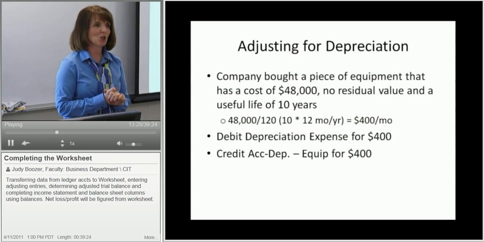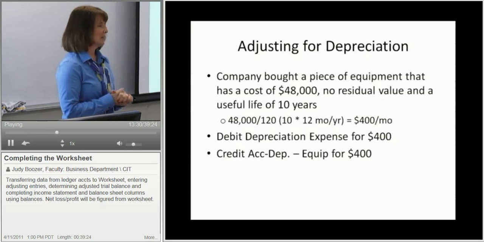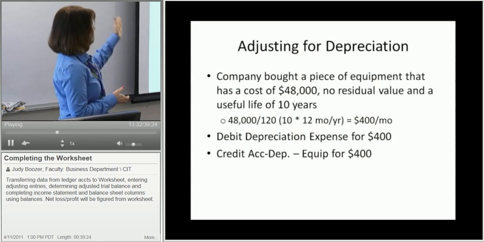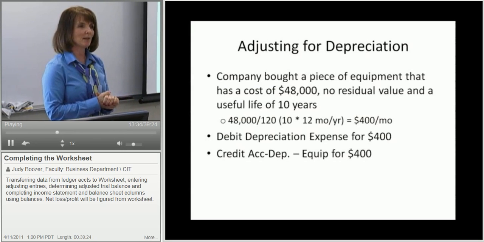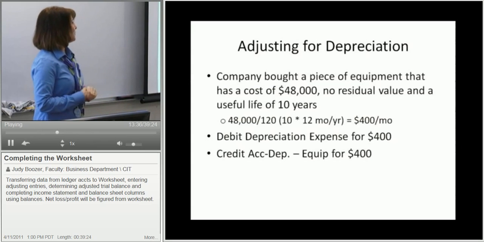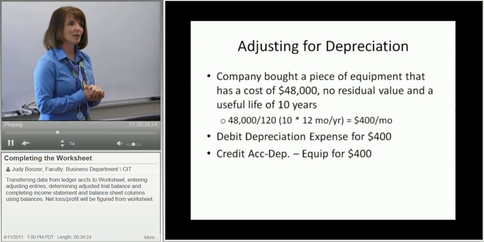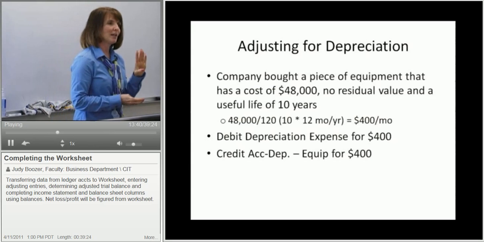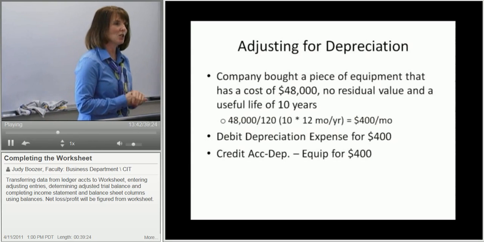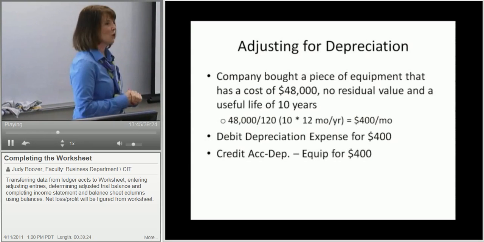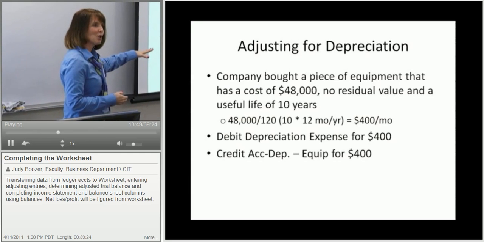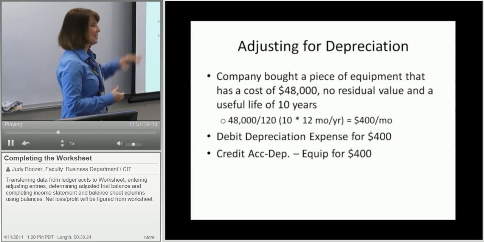400 in depreciation a month. So therefore, for this specific adjustment, you would debit depreciation expense for 400, 1 month's depreciation. And the credit goes to? Good. Accumulated depreciation for the same amount.